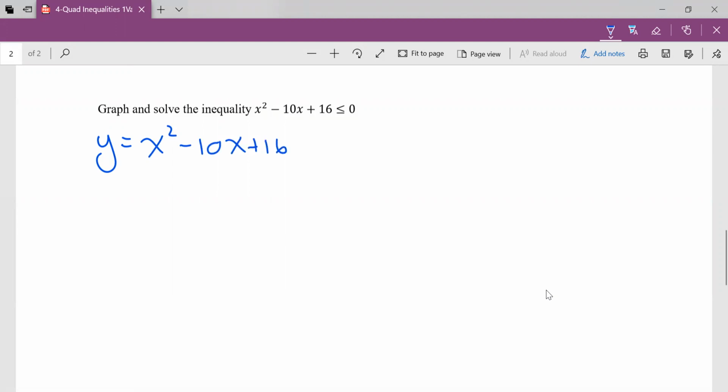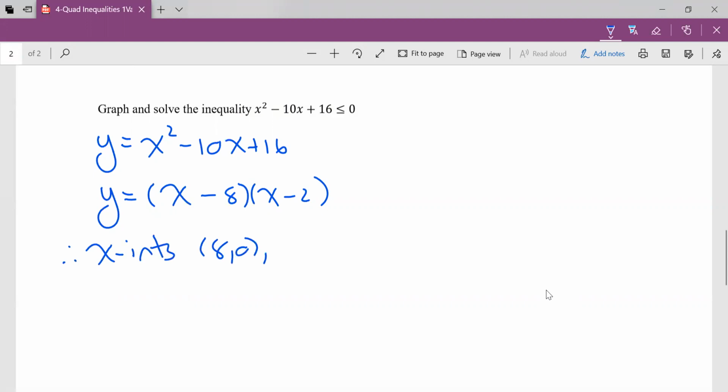I'm going to graph this, and I'm not going to look for the vertex. What I'm going to look for are the x-intercepts. So I'm going to factor this thing, just like that. So what do I know then? So therefore, I know my x-intercepts are at (8, 0) and (2, 0), just like that. Okay, what does this graph look like then?